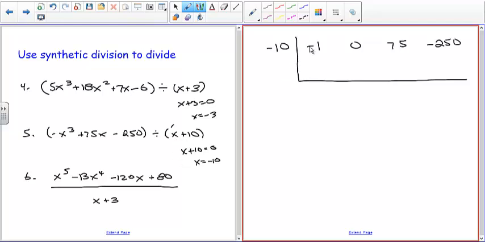Okay, so bring this down. Negative 10 times negative 1 is positive 10. 0 plus 10 is 10. Negative 10 times 10 is negative 100. 75 minus 100 is negative 25. Negative 10 times negative 25 is positive 250. You add these two together, you get 0. So that means for number 5, this divided by that is going to be negative x squared plus 10x minus 25 with a remainder of 0 again.